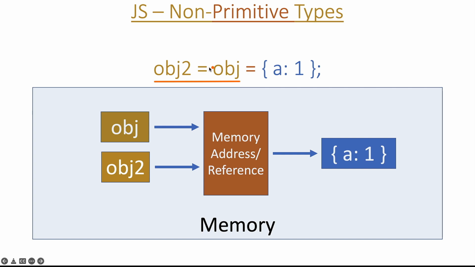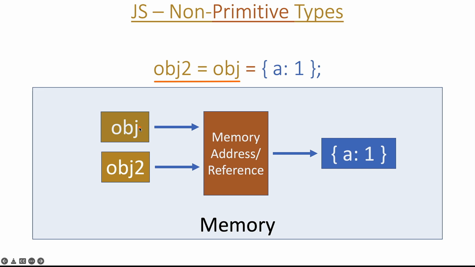And next, this assignment is executed, obj2 = obj. We have to note that obj is pointing to the reference over here, and so obj2 also will be assigned the reference. So obj2 also will end up pointing to the same reference. Let's discuss that once again. This object over here will be stored in a memory location. Let's say the memory location is x.